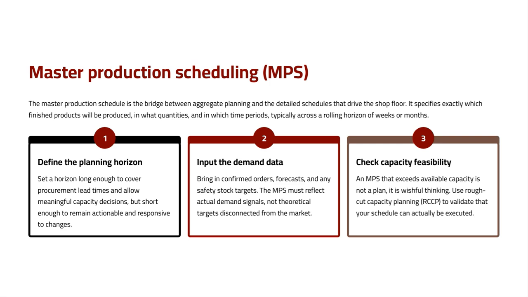Next, input the demand data by incorporating confirmed orders, forecasts, and safety stock targets. The MPS must be based on actual demand signals, not just theoretical targets detached from the market. Finally, check capacity feasibility. An MPS that exceeds available capacity isn't a real plan. It's wishful thinking. Using rough-cut capacity planning helps ensure your schedule can realistically be executed.